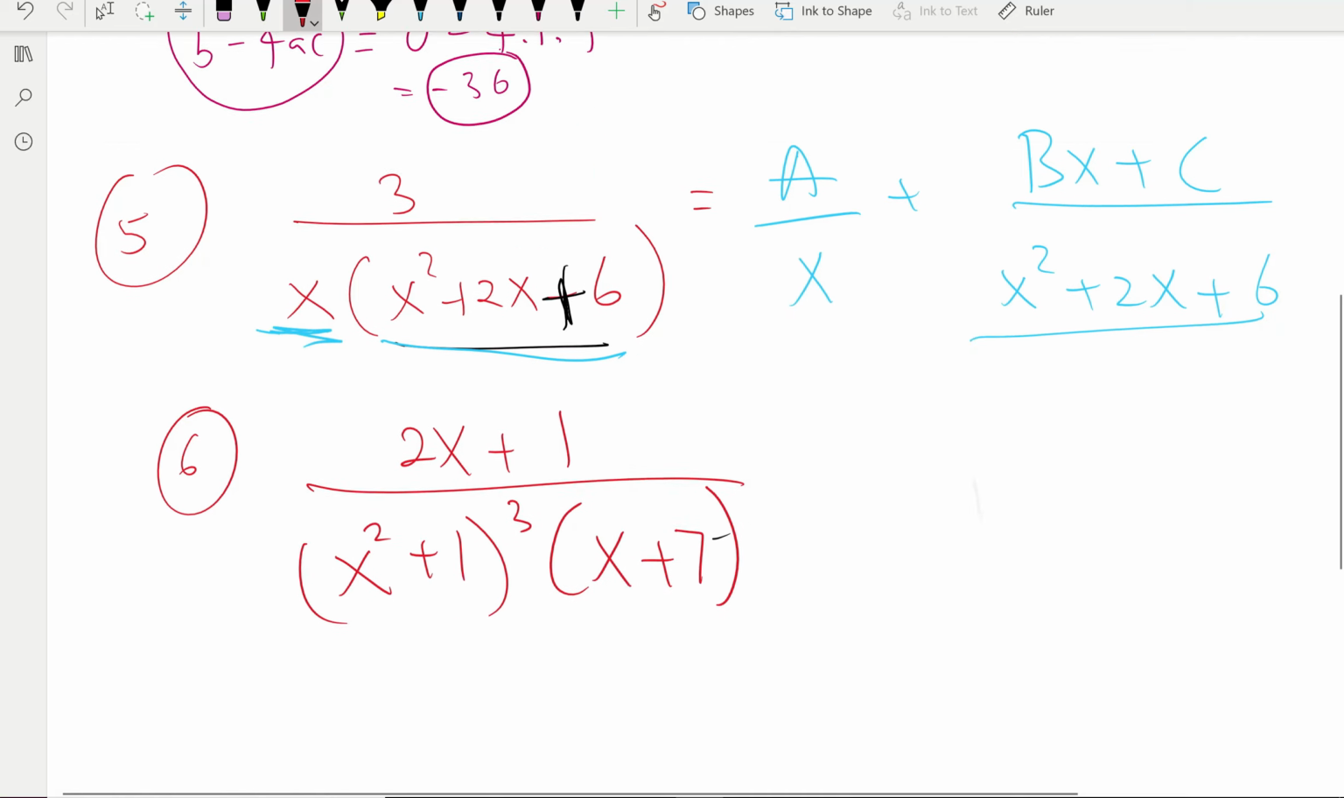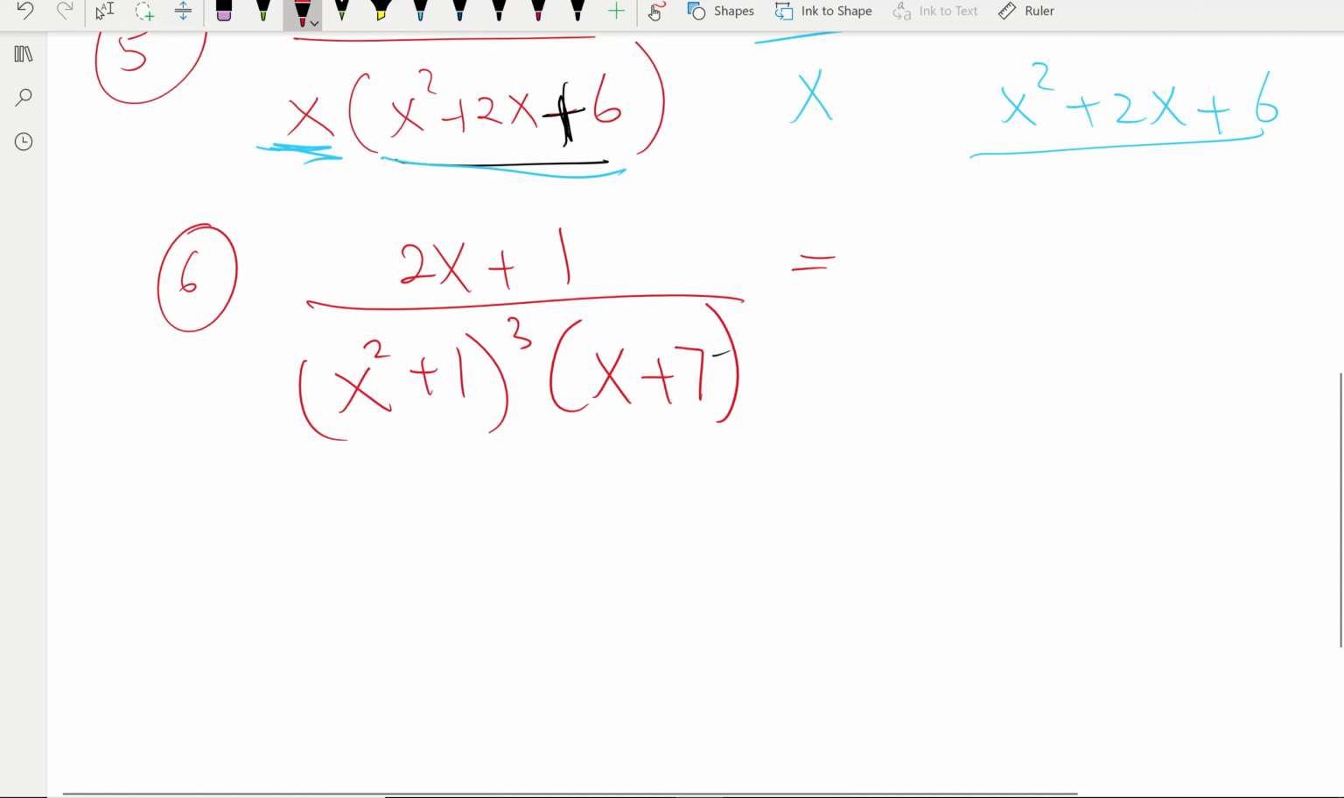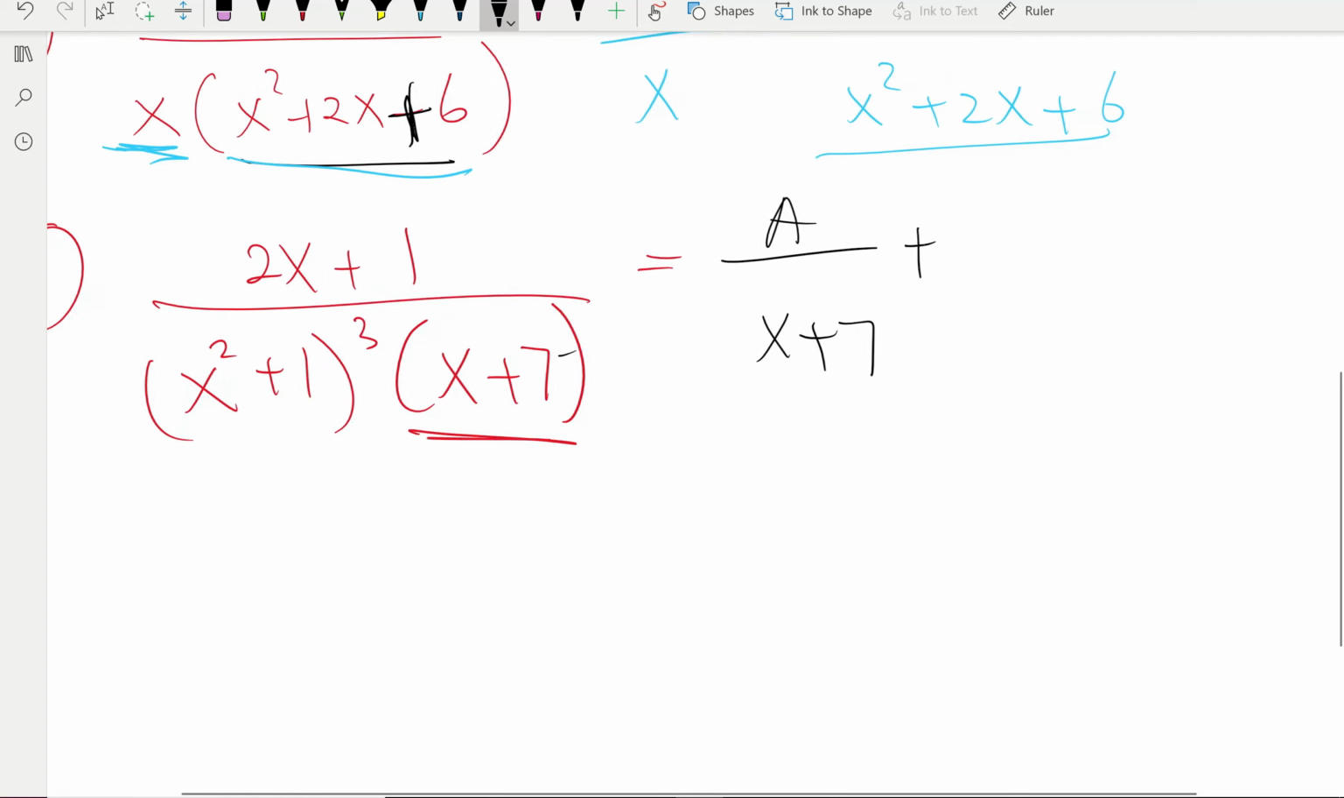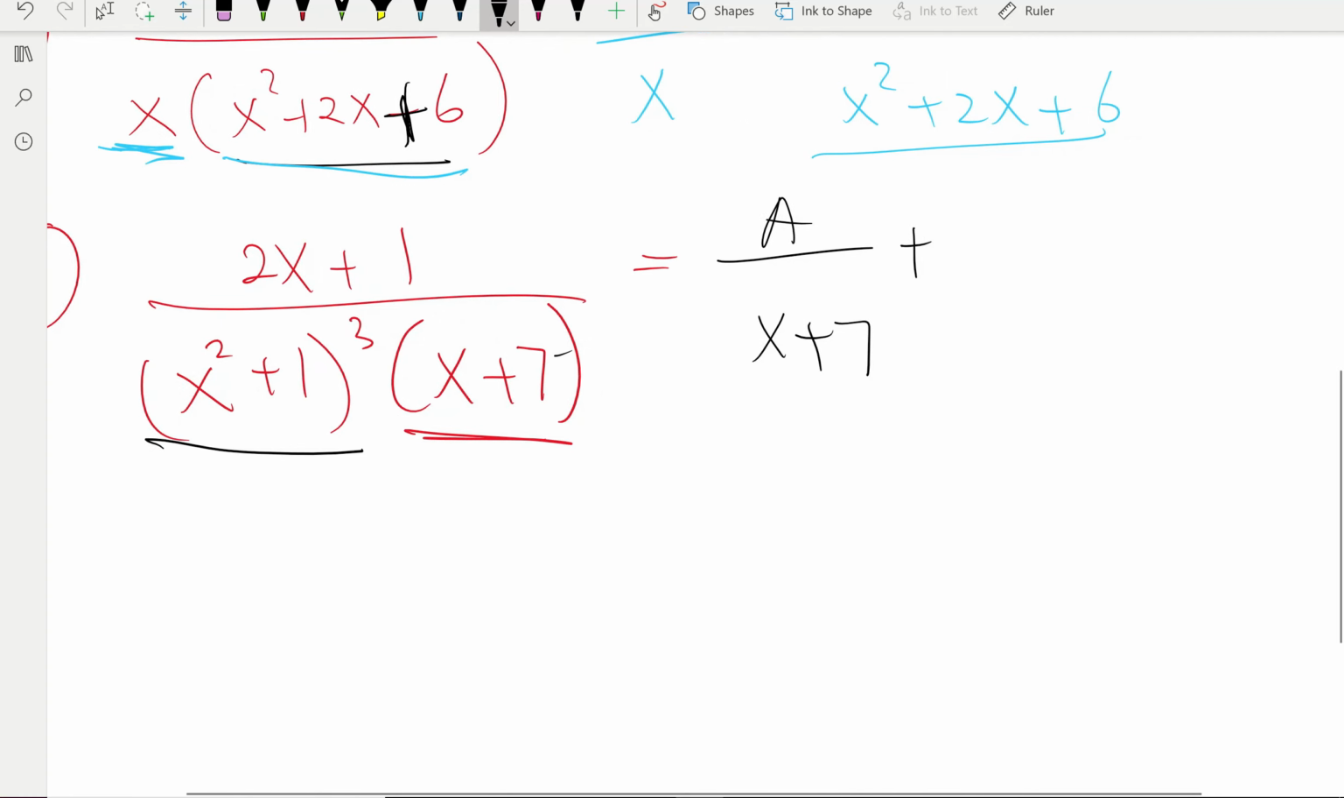All right, how about this example? Now x plus 7 should be easy, so it should be a over, let me change color, a over x plus 7. Now how about x square plus 1 to the power 3? Can you factor x square plus 1 furthermore? Is it reducible? No, it's irreducible. You cannot factor x square plus 1 furthermore.